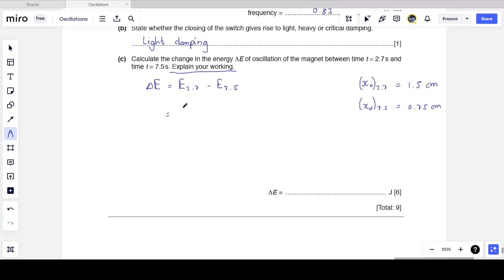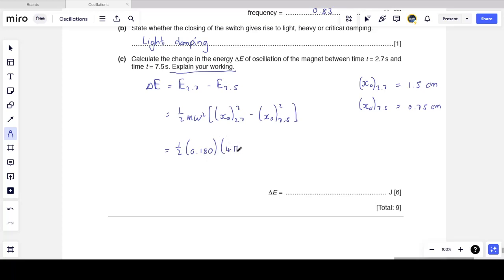And then mathematically, I know that this is a half m omega squared. Now I multiply all of this by the difference in the squares of the amplitudes. So that's x naught at 2.7 seconds squared minus the amplitude x naught at 7.5 seconds squared. And I have all of these values. I know m, I know omega.